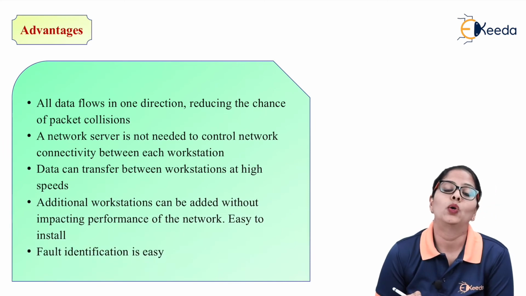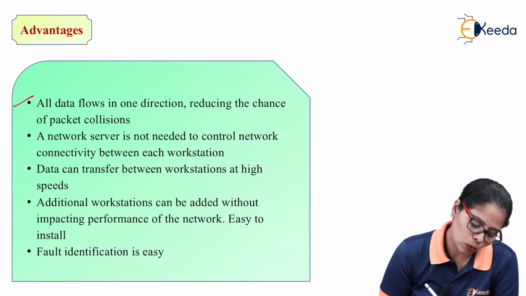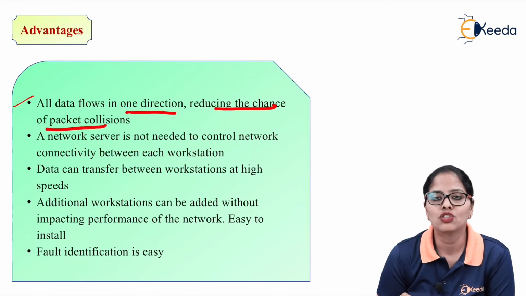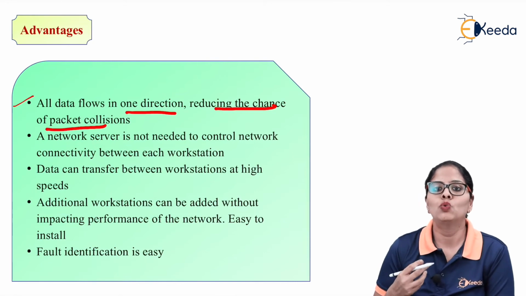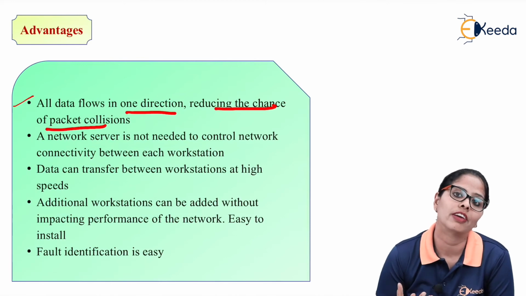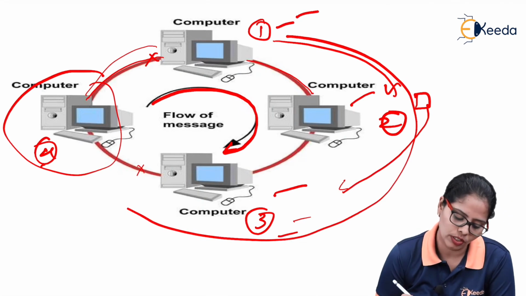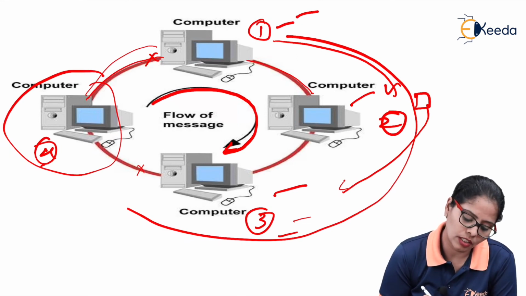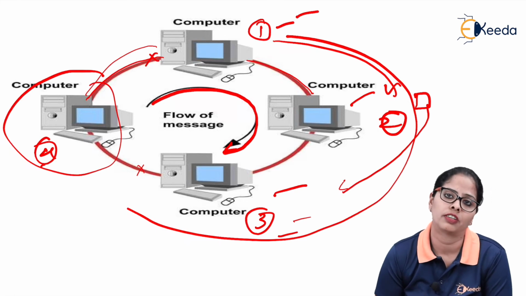Now let us discuss what are the advantages of this topology. All the data flows in one direction, reducing the chances of packet collision. As you know, my data is flowing in one direction only. Collision means two senders send data at the same time, but here the chances of collision are very less. Now see here, computer 1 is trying to send data, and computer 3 is trying to send data. Then what will take place? There is no collision because every cable is different. For each computer, the cable is different.